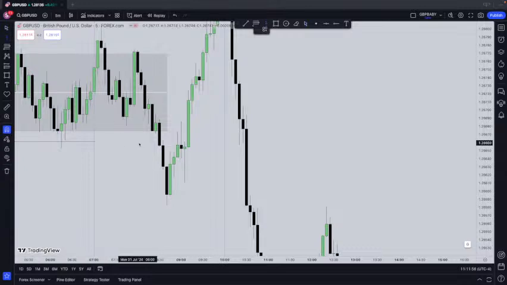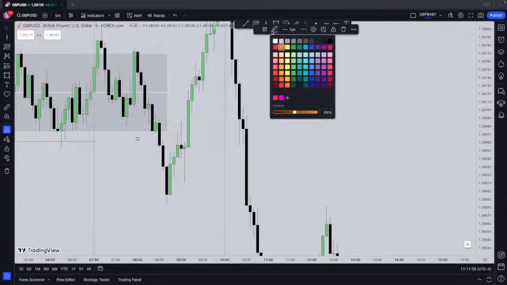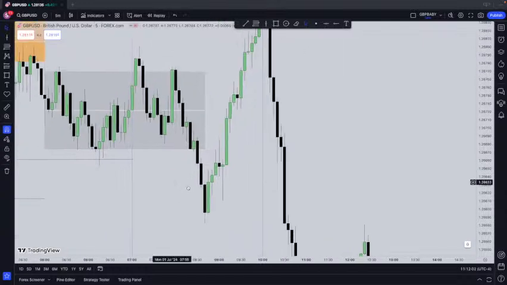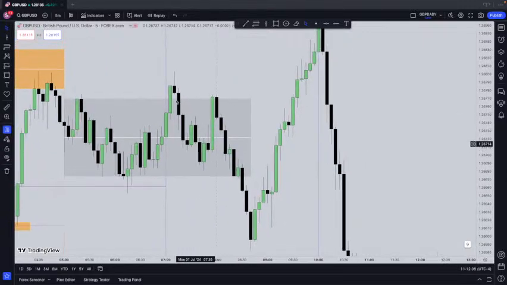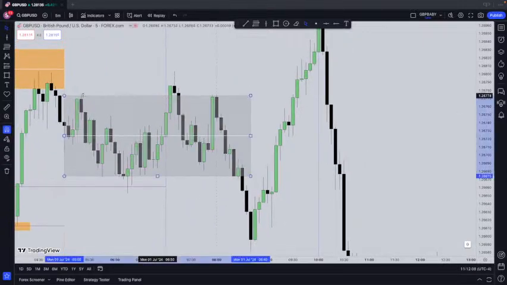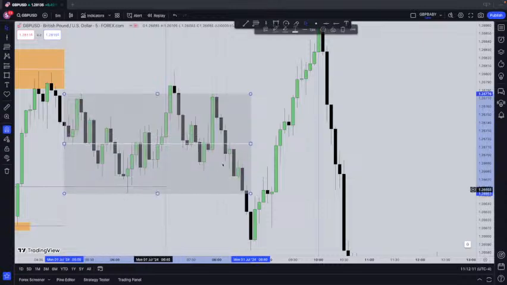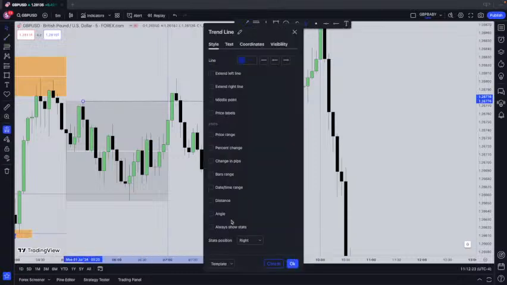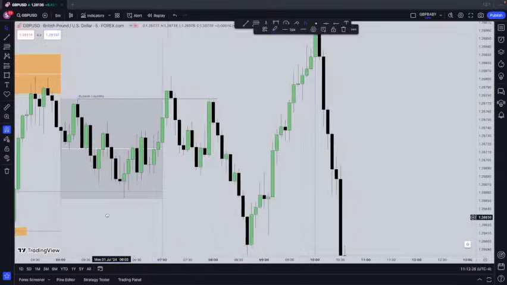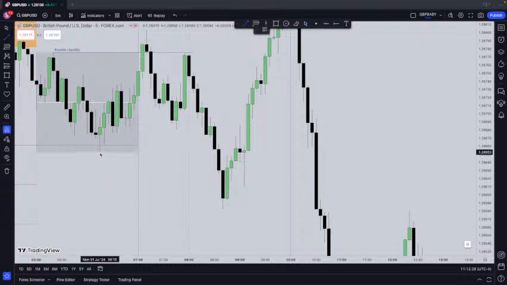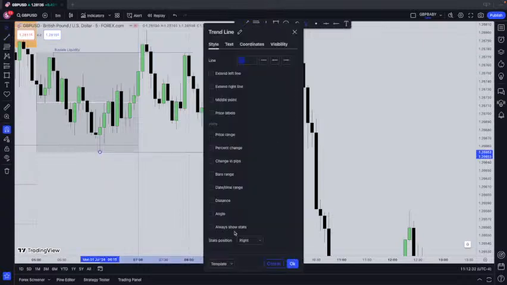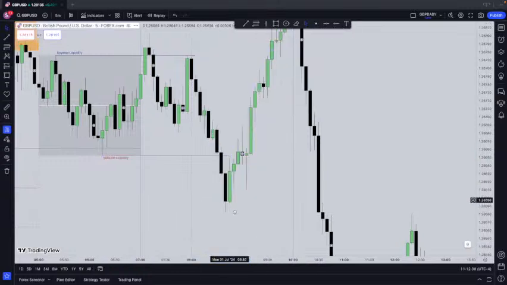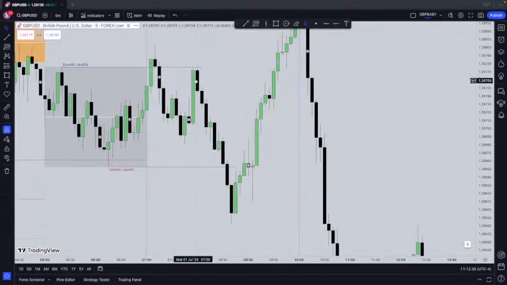So let's get 8 o'clock marked out, because that would be my setup for New York. And remember, we've ran out the high of this range. That's buy side taken. And this is sell side. And if we're taking out that buy side, I'm anticipating that sell side to be targeted.